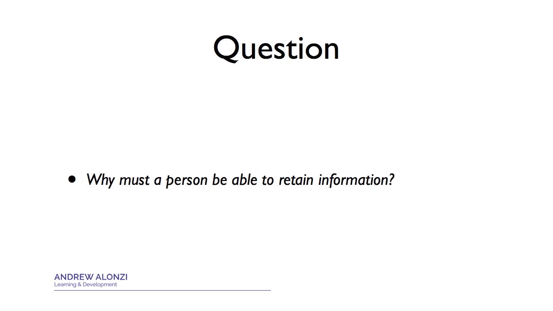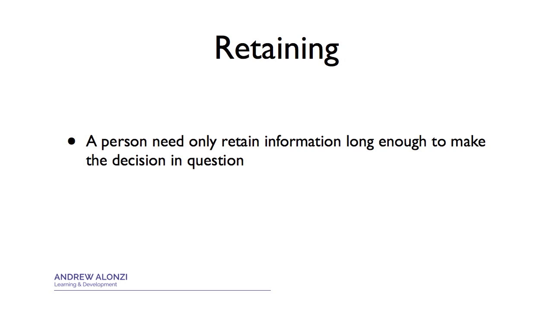Why must a person be able to retain information? We all have to retain information in order to use it to make a decision. Remember, a person need only retain information long enough to make the decision in question. For some decisions, this may be a short period of time. For others, it may need to be retained for longer.